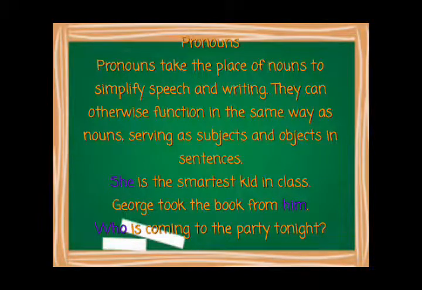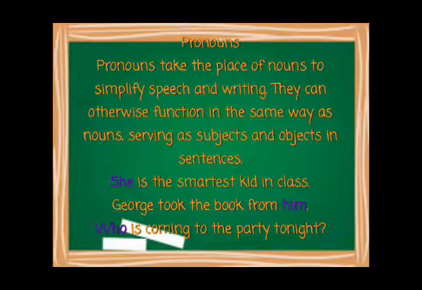She is the smartest kid in class. So instead of using the name of this girl or woman, the sentence uses the word she, and that's a pronoun. Next one is George took the book from him. So instead of using, for example, the friend of George, whose name is John, it used the pronoun him instead of the name of that person.